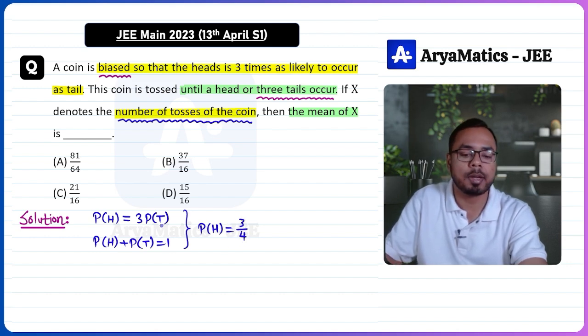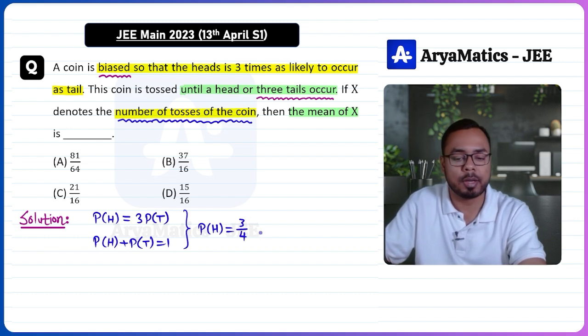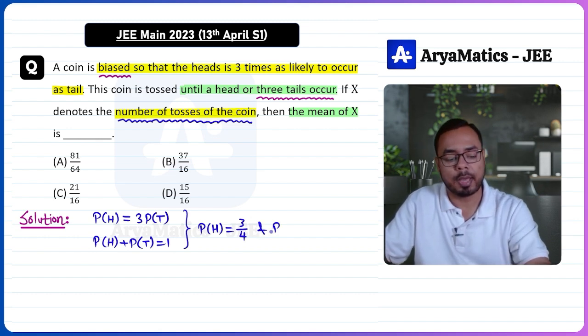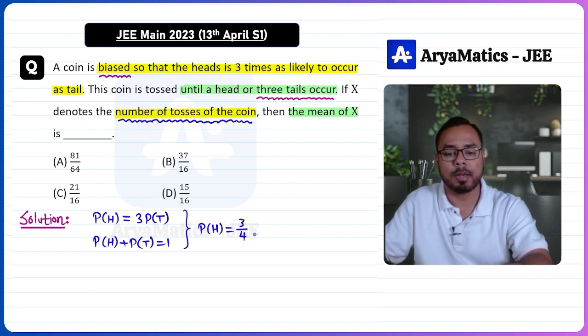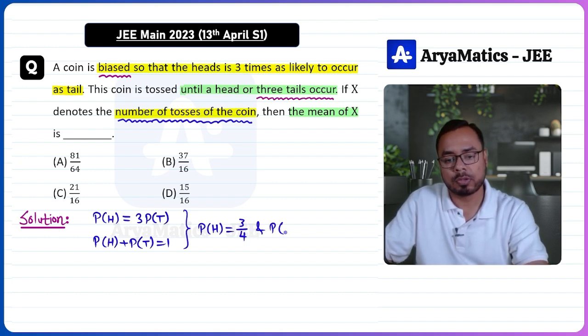So by solving these two equations, you will find that probability of head will be 3 by 4. In place of probability of head, we can substitute here. So probability of head will be 3 by 4 and probability of tail will be 1 by 4. So these are the probabilities of head and tail.